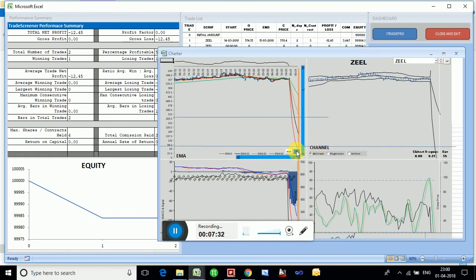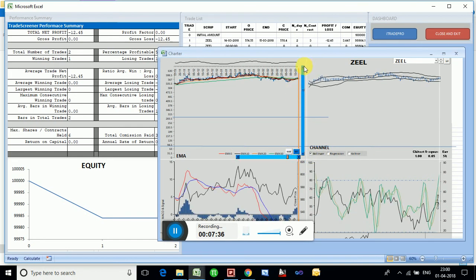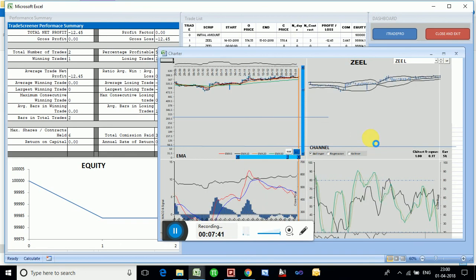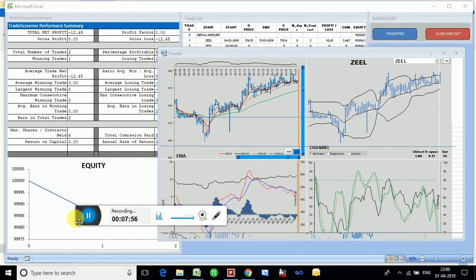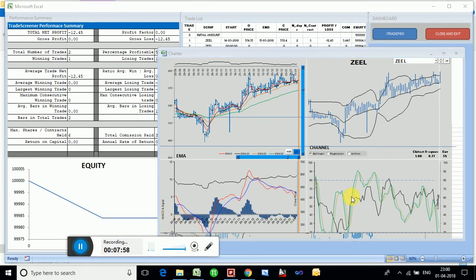So this shows what the condition is once I set it. Here I can see EMAs 5, 10, 20, 30, along with channels: Bollinger Bands, Keltner channels, and regression analysis. This we can also discuss sometime later. And at the bottom we have MACD signals and volatility. So this is one view of the charter.